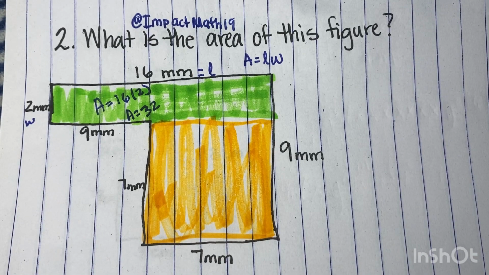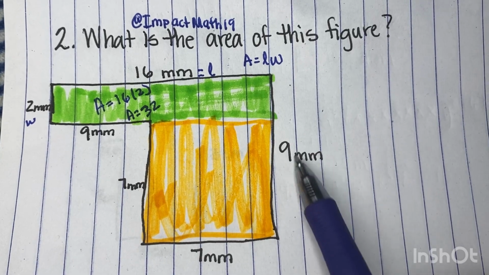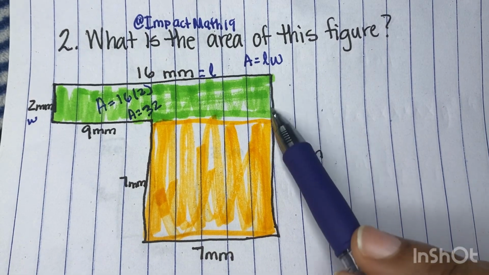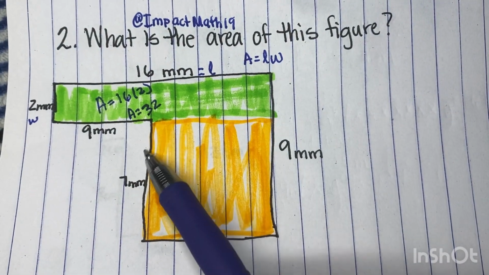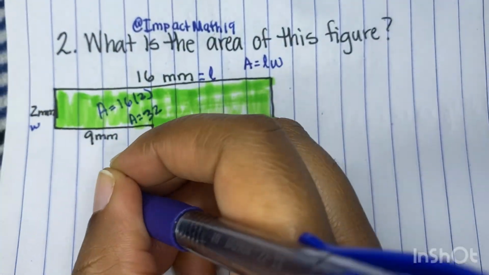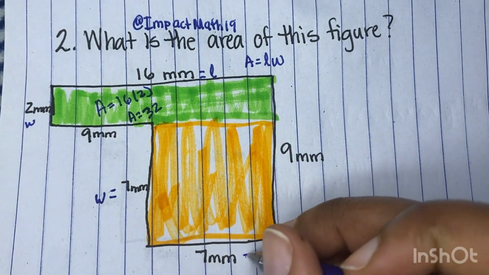Now we need to find the area of our orange. You have to be careful here. We cannot use this 9 because some of this 9 includes some of the green that we took from the 2 meters. So what we would have to use is this 7 width here. And then this would be our length of 7.